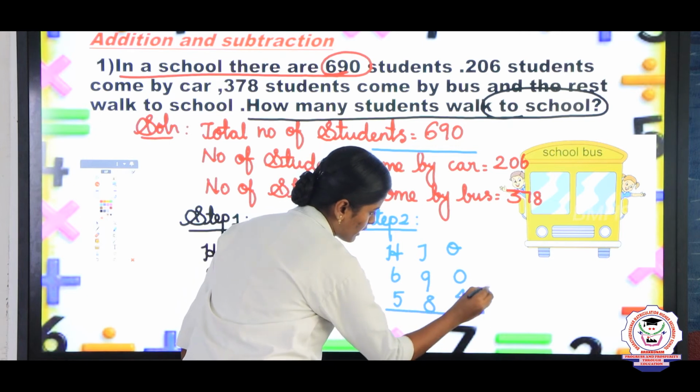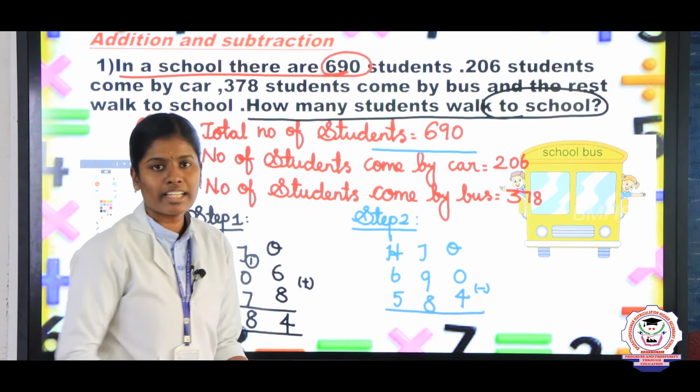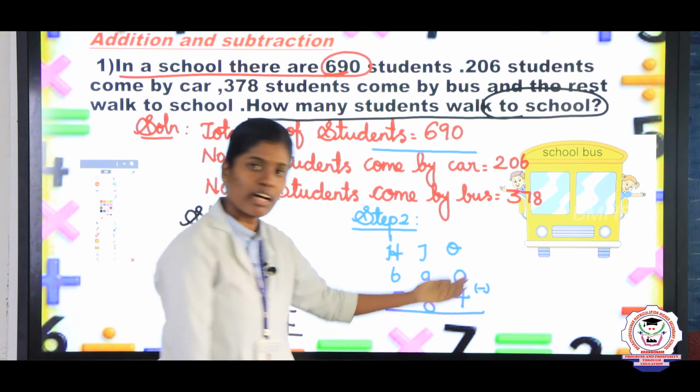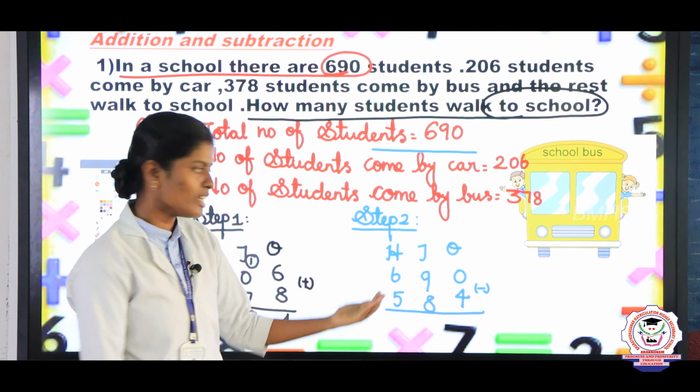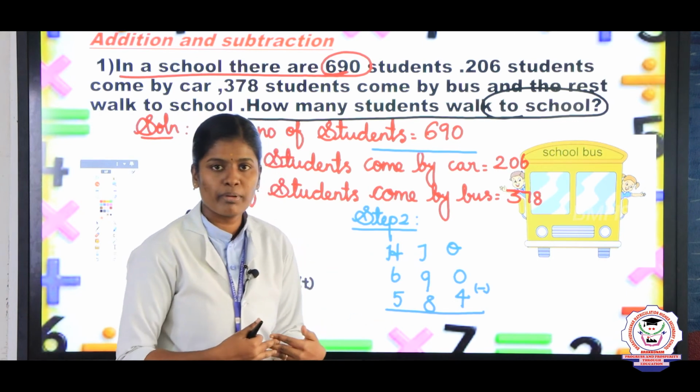Now you will subtract this. So you all know while subtracting, first we will take the ones place value, tens place value and then hundreds place value. So listen here children, 0 minus 4, is it possible?